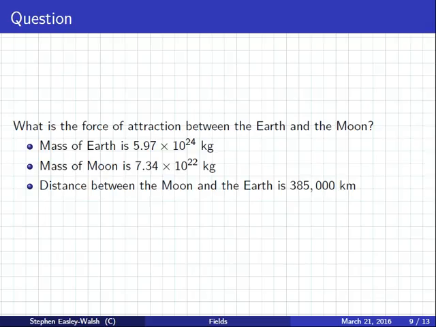What is the force between the Earth and the Moon? Wouldn't the radius be half of this, right? No, that's the radius. The distance between the Moon and the Earth is the radius of the orbit. Calculate.